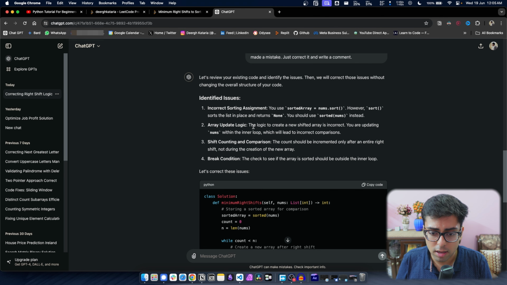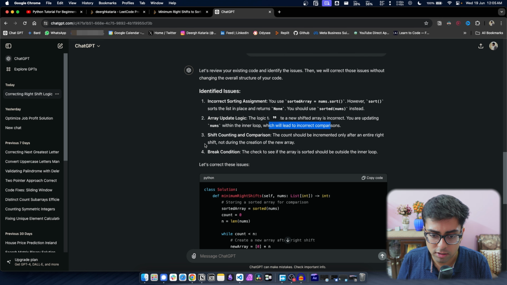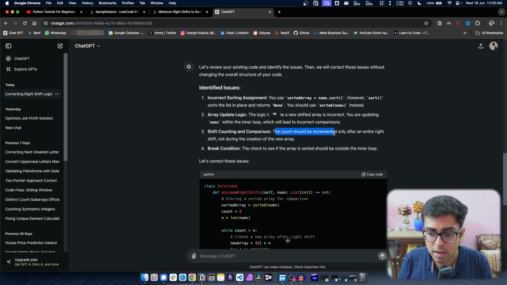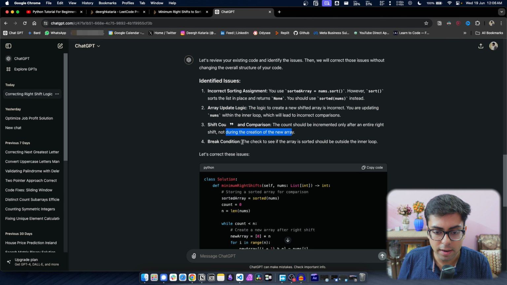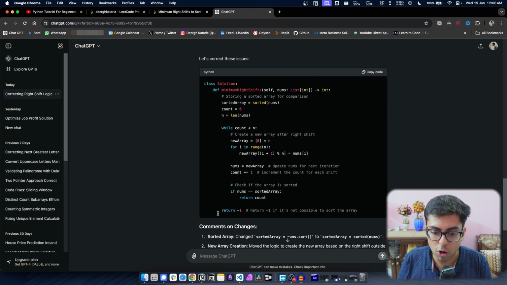Array update logic. The logic to create a new shifted array is incorrect. You are updating nums with the inner loop, which will lead to incorrect comparison. Shifting and counting operations. The count should be incremented only after an entire right shift, not during the creation of the new array. Okay, fine. Break condition. The break to see if the array is sorted should be outside the inner loop. Now it's going to correct all of my mistakes.